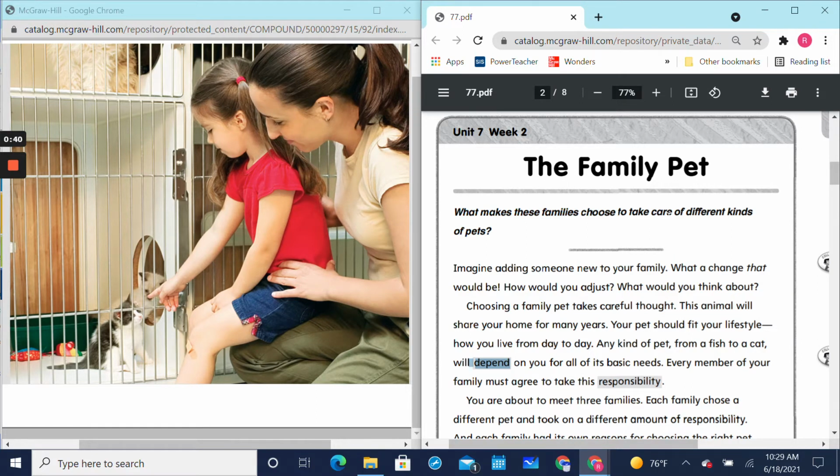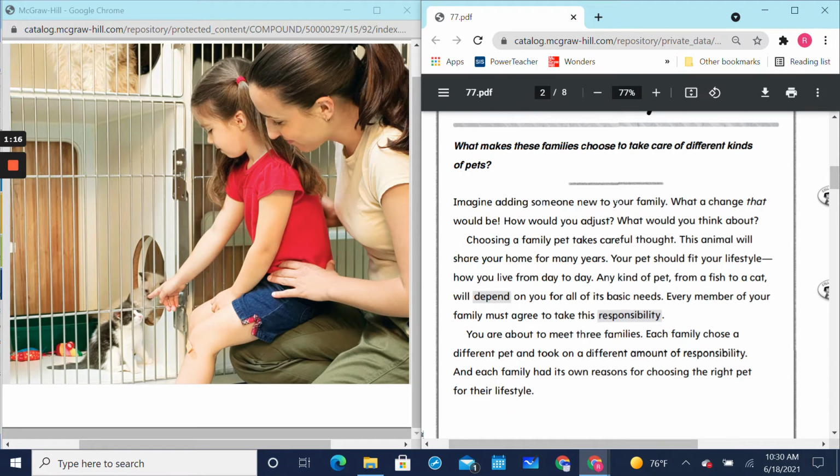So good readers make predictions as they read, which means they try to figure out what will happen next. Good readers will use information from words and pictures, as well as our own background knowledge, or stuff that we know from our own lives, to help make a very good prediction, or an educated guess, as to what we think will happen next. So let's get started with our story.